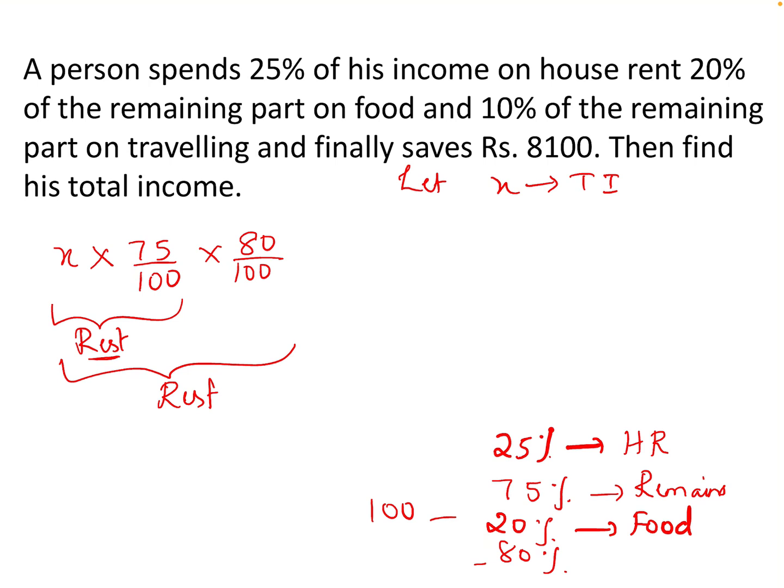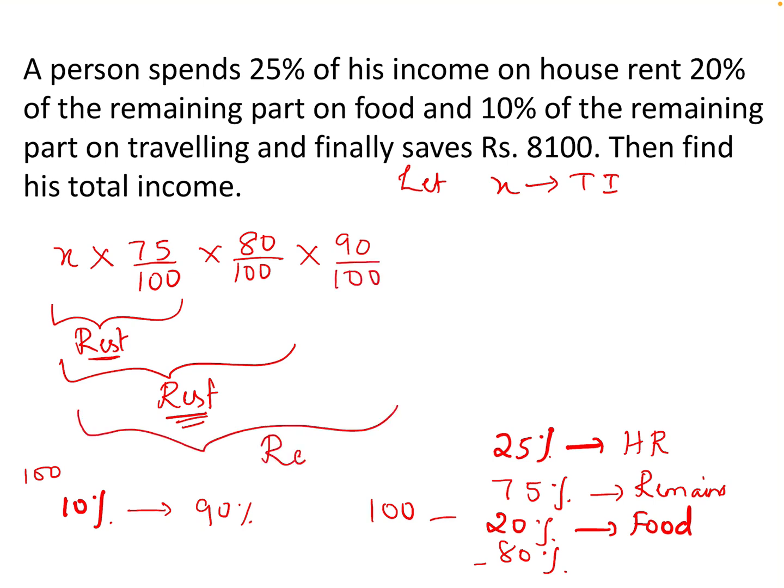Next, 10% of the remaining on travelling. Now 10% of this remaining he is spending on travelling. Taking the remaining as 100, if from 100 he spends 10%, then how much will remain? 90. So again I will multiply into 90 by 100. This will be again the remaining rest part. Then finally he saves rupees 8,100.